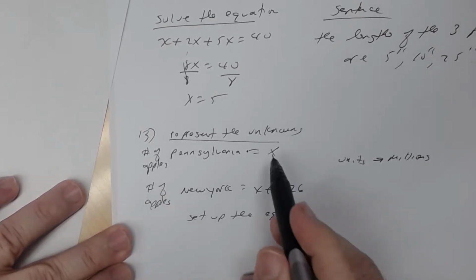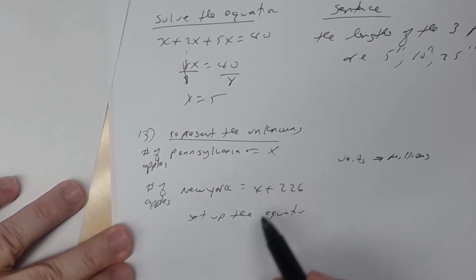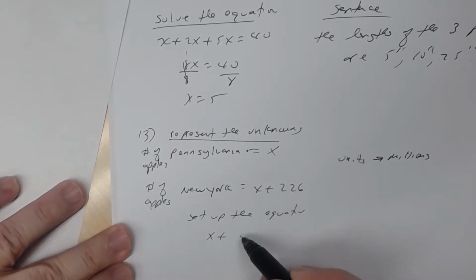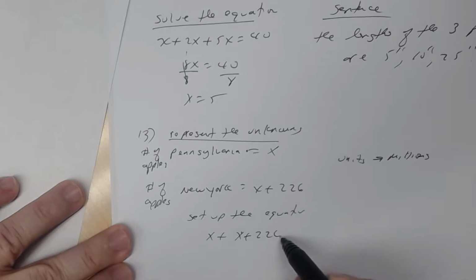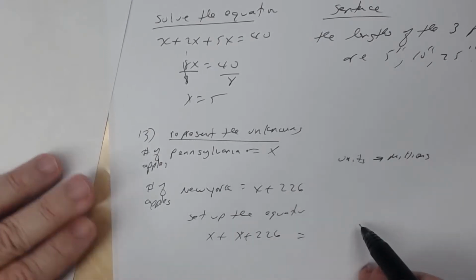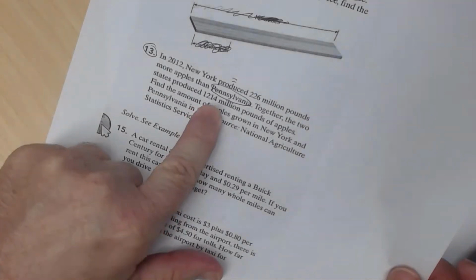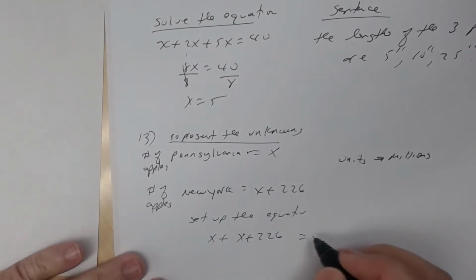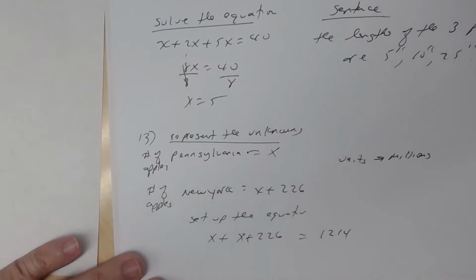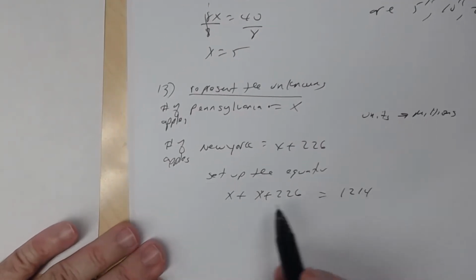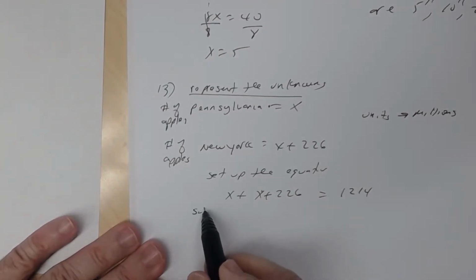Okay, so I'm going to use the fact that when I add the number of apples that Pennsylvania produced and the number of apples that New York produced, that's going to equal, and you're told that together they produced 1,214 million. So it'll be 1,214. Don't forget the units are millions though. All right, so then we're going to solve the equation.